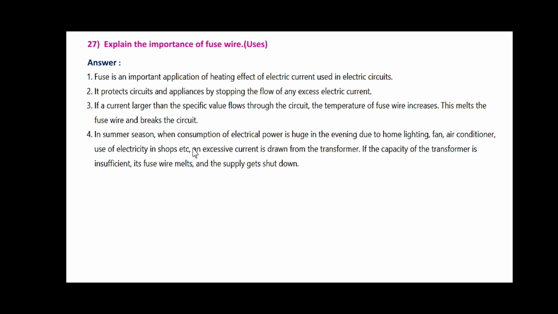In summer season, when consumption of the electrical power is high in the evening due to the home lighting, fan, air conditioners, uses of electricity in shops, etc., an excessive current is drawn from the transformer. If the capacity of the transformer is insufficient, its fuse wire melts and the supply gets shut down.